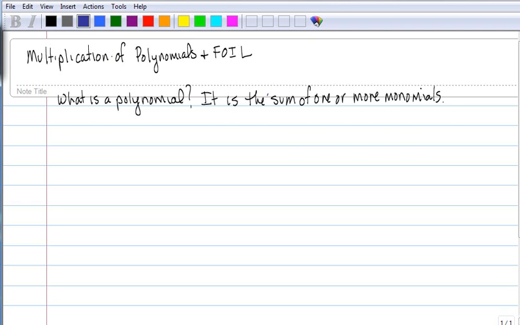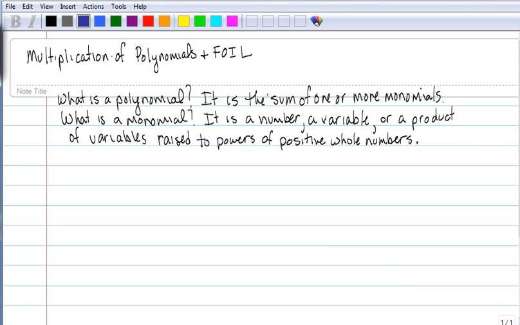Well, what's a monomial? A monomial is a number, a variable, or a product of variables raised to powers of positive whole numbers. So the exponents cannot be negative, and they cannot be fractions or decimals. So that is the definition of a monomial.